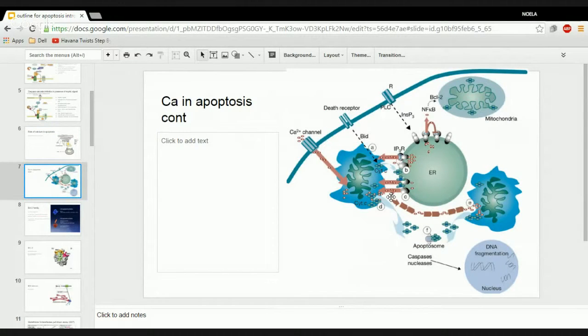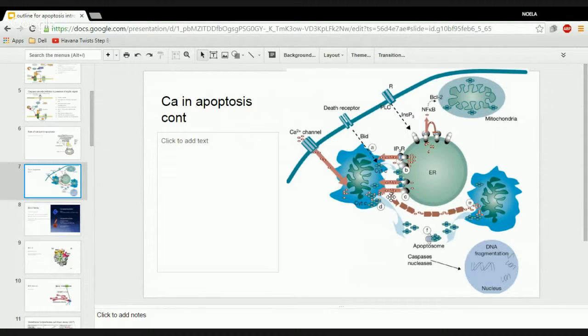When the cell gets exposed to an apoptotic signal, the pro-apoptotic BAD becomes dephosphorylated and binds to BCL2. This binding to BCL2 opens up IP3 receptors on the ER, leading to the efflux of calcium out of the ER and into the mitochondria through the voltage-dependent anion channels. The influx of calcium into the mitochondria leads to the release of cytochrome C from the mitochondria.